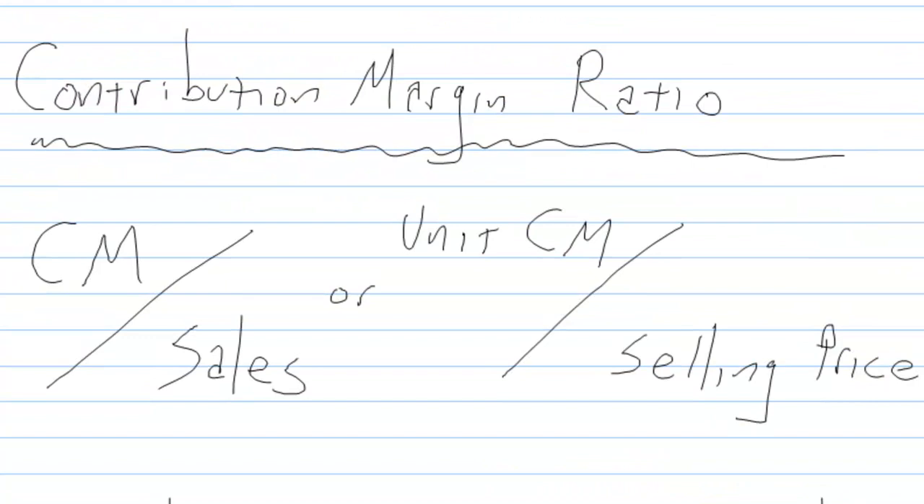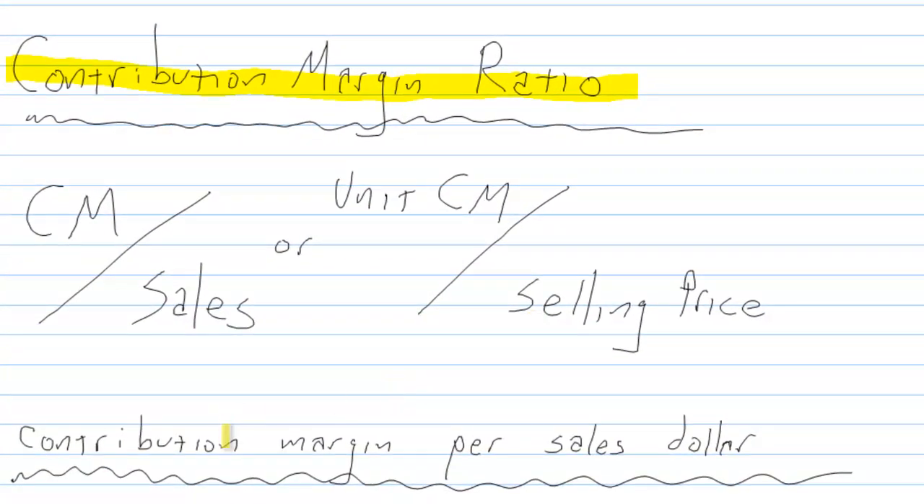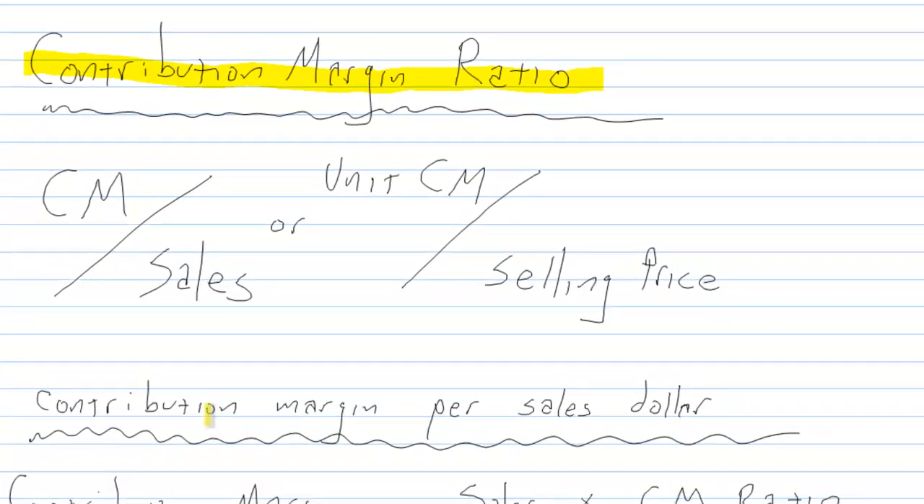Another concept related to contribution margin is this concept called contribution margin ratio. It's just another way of talking about the same thing. If you take your contribution margin divided by your sales, you'll get the contribution margin ratio. You could also take the unit contribution margin minus the unit selling price to get your contribution margin ratio. This is the contribution margin per sales dollar. For every dollar of sales, how much do we have to contribute to fixed expenses?